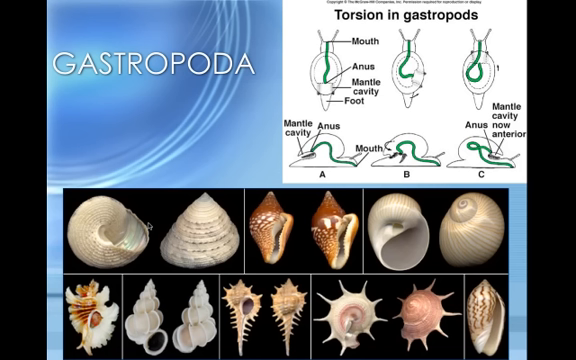During embryonic development, an asymmetrical muscle forms. This causes uneven growth, and the visceral mass rotates about 180 degrees, so the anus and the mantle cavity are above the head. Most gastropods have one shell. Snails are gastropods, but they lack gills. Instead, the lining of their mantle cavity acts as a lung and exchanges gas.